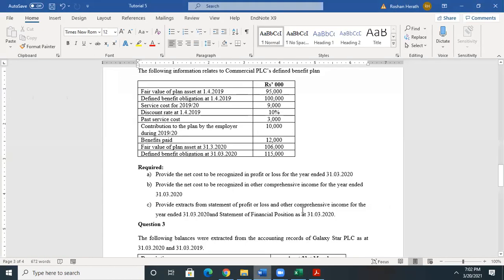Right. Now let's look at the question. The following information relates to Commercial PLC's defined benefit plan. You are given all the information, but you are required to provide the net cost to be recognized in profit or loss for the year ended 31st March 2020. Provide the net cost to be recognized in other comprehensive income, as well as the extracts from the statement of profit or loss and other comprehensive income.